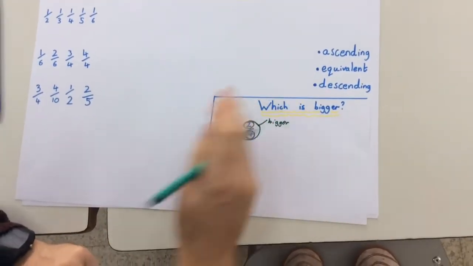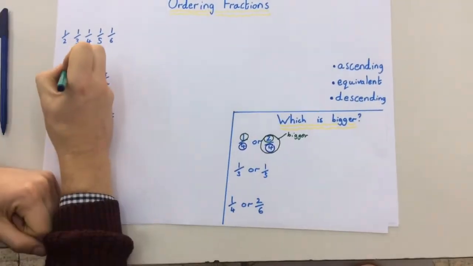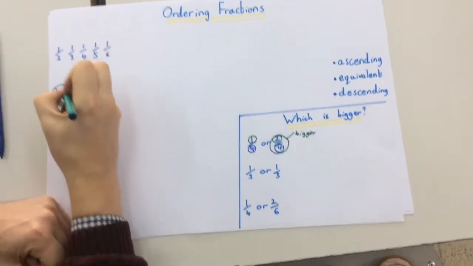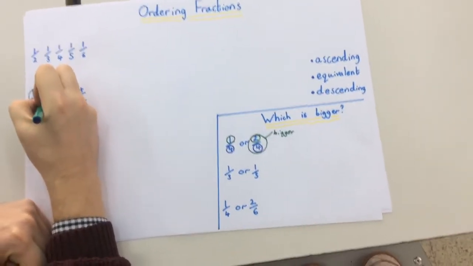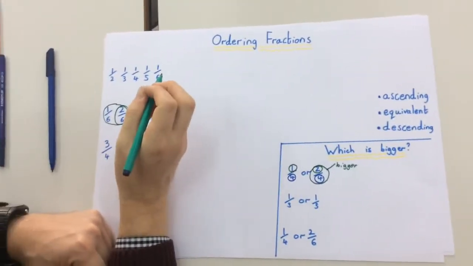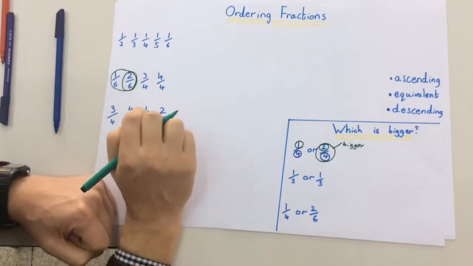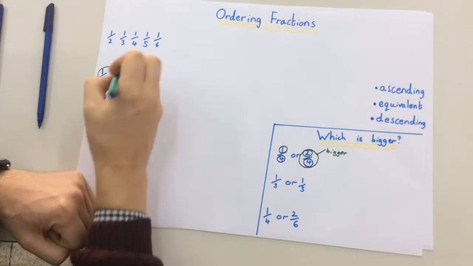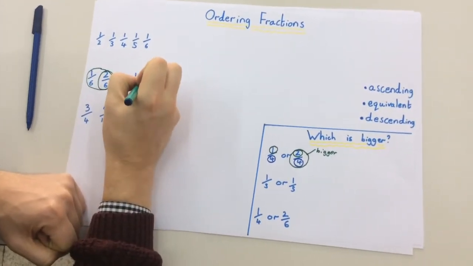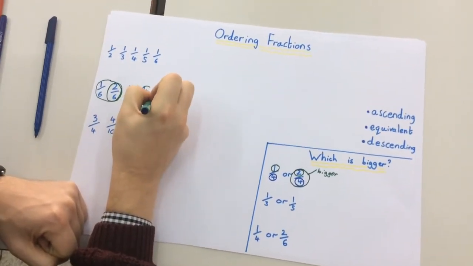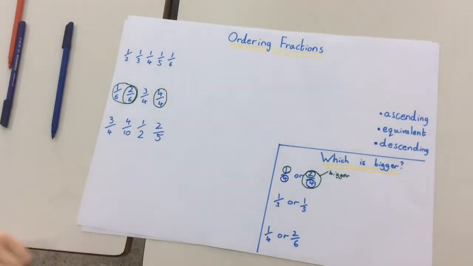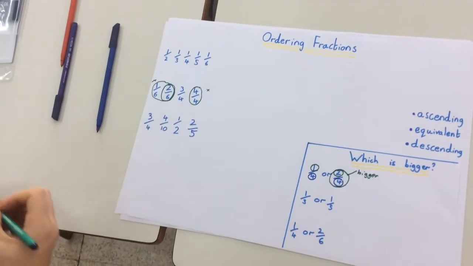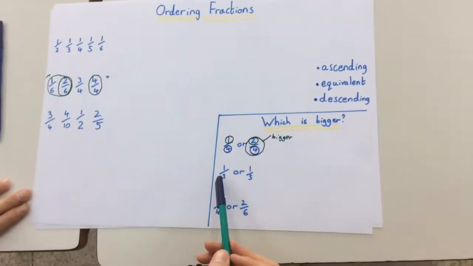So that's easy. So that means with these two here, our biggest fraction is this one, 2/6. And it also means 3 quarters and 4 quarters. If I look at these two, they've got the same denominator, but this one's got 4 in the numerator, so this one here is bigger. So that sort of one is quite easy. Let's look at the next one.